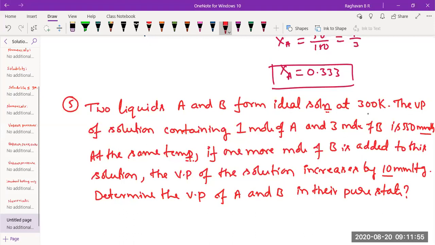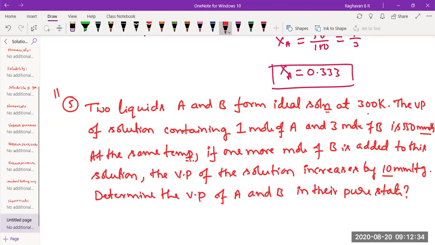So write two equations. PT is equal to PA plus PB, case 1, case 2. In both the cases, 550 and 560 is the total pressure. And you need to find out PA and PB. They have given number of moles directly. No need to find out number of moles by mass and molecular mass. They have given moles. So substitute there and find out X of A, X of B. And you have to write two equations. Case 1, PT is 550. Case 2, PT is 560. And solve for PA and PB. That's all.